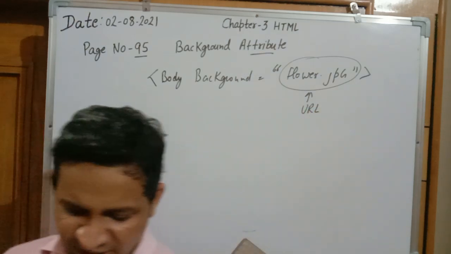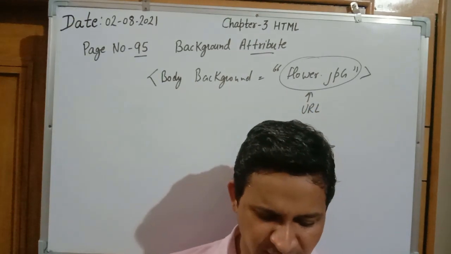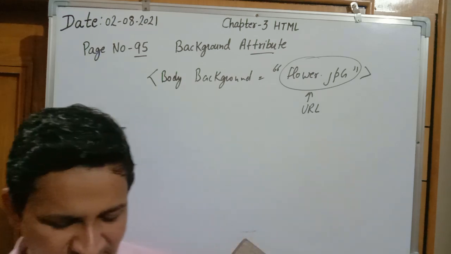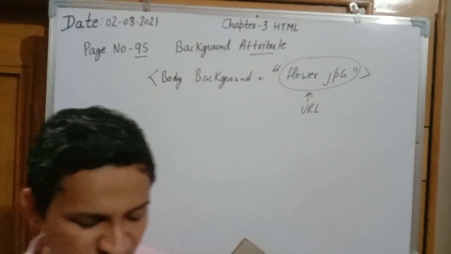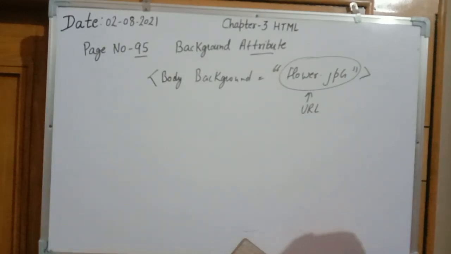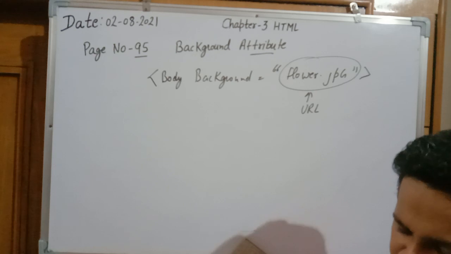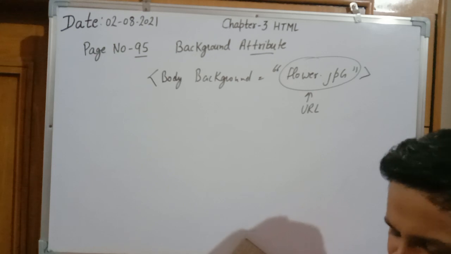And in the next line, what is written? Font size is equal to 6, color is equal to red, and face of monotype cursiva. It is the attribute of font, it is not the attribute of the body tag. So what will it do? It will be of size 6, color will be red, and it will display the font type, that is monotype cursiva. And what will be displayed? HTML is a platform independent language.